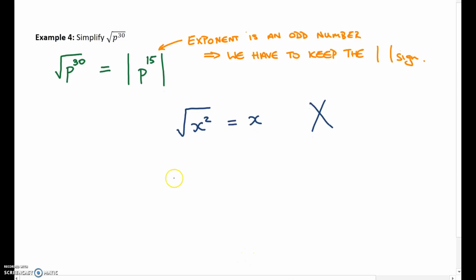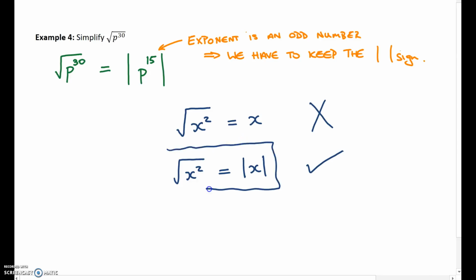But in fact, the square root of x squared is the absolute value of x. Okay? So be careful about that. That's a specific one that you should try to remember.